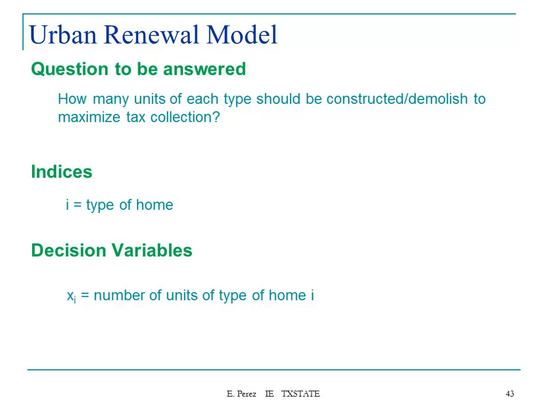Okay, and the ones that you're going to demolish are also part of these variables. So you have x1 equals single, x2 equals doubles, and so on. And then you can have x5 for those that are going to be demolished. Let me move to the next slide.